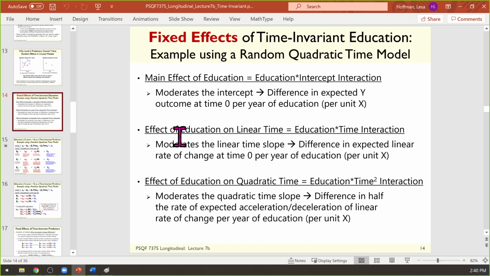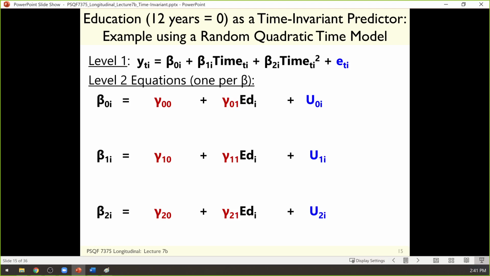So I'm picking up on slide 14 of Lecture 7b, talking about time invariant predictors. I have an example here of a quadratic growth curve and the effect of time invariant years of education as a moderator of each aspect of the curve. We started going through this last time, I believe. So pulling up slide 15. We have quadratic growth over time, so it's a continuous nonlinear change model. I have an intercept, a linear time slope, and a quadratic time slope in my level 1 model. That means I've got each of those as an outcome in the level 2 model.